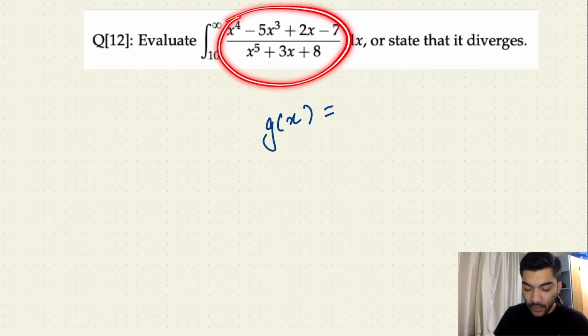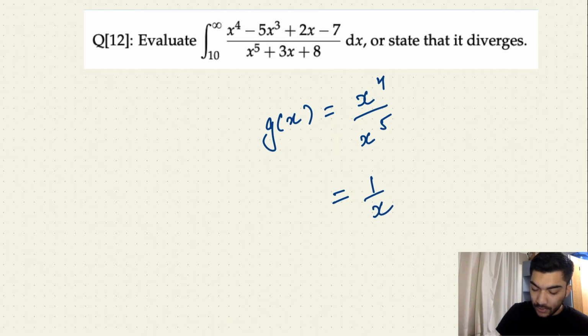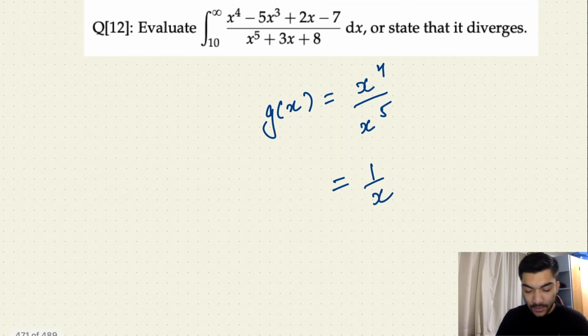Now you can clearly notice in this case that your f of x is this expression over here, and for large values of x, the denominator approximates x to the power 5, because x to the power 5 is a faster increasing function than these two functions. In the numerator as well, for large values of x, this expression will approximate x to the power 4. So our best guess for g of x will be x to the power 4 upon x to the power 5, which is 1 over x.